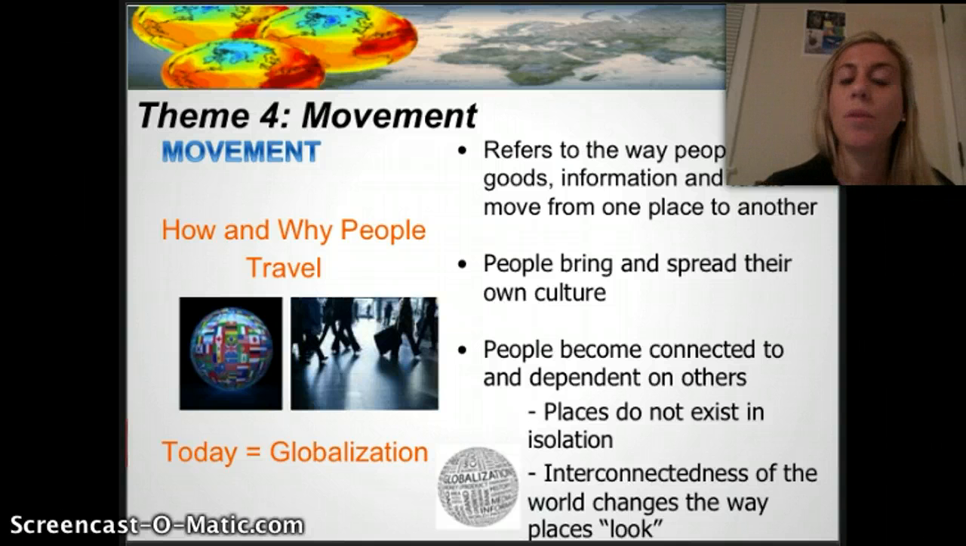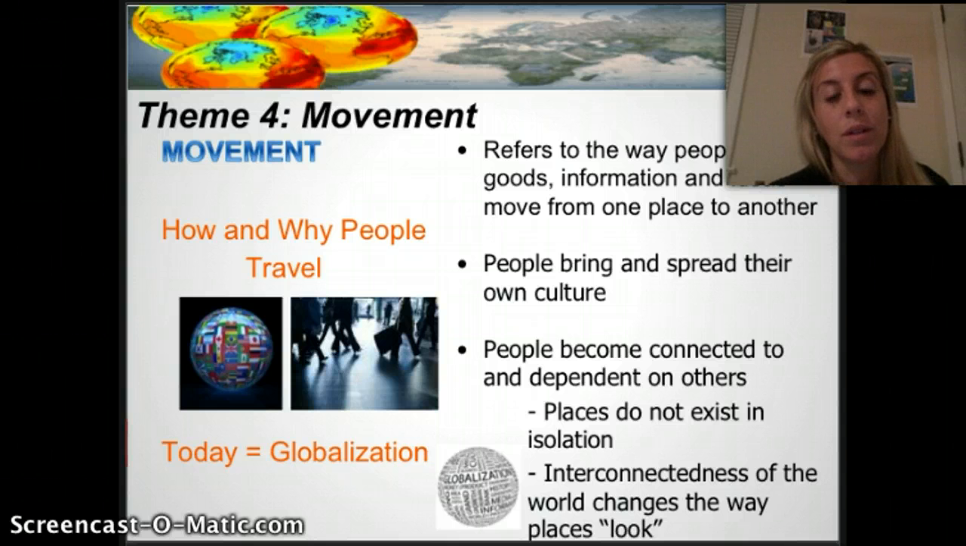Goods moving. Well, not everything is made in the United States, correct? So think about that. How do all of those goods get shipped here? Or how do all the goods that we make here get to other locations in the world? Information and ideas. How do we share information that we have here and ideas that we have with people around the world? So again, people bring and spread their own culture as they move about the world. And that's what helps us become connected. We become connected and are dependent on each other.